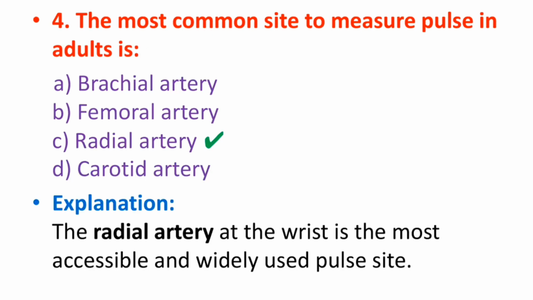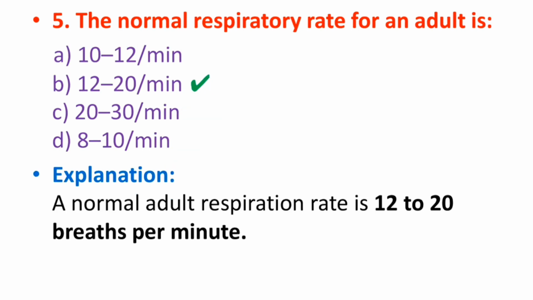The most common site to measure pulse in adults is option A, brachial artery, option B, femoral artery, option C, radial artery, option D, carotid artery. The correct answer is option C, radial artery. The radial artery at the wrist is the most accessible and widely used pulse site. Radial artery is the common site to measure pulse in adults. Radial artery at the wrist.